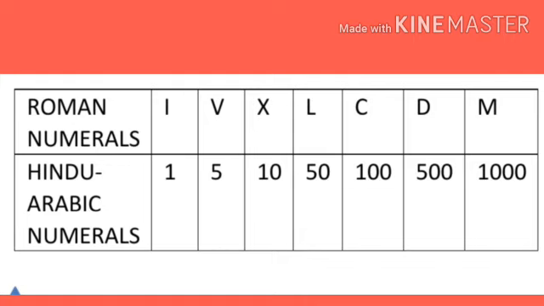Now, I is equivalent to 1, V is equal to 5, X is equal to 10, L is equal to 50, C is equal to 100, D is equal to 500, M is equal to 1000. These are written in the increasing order, that is least to greatest. So I is the least and M is the greatest.